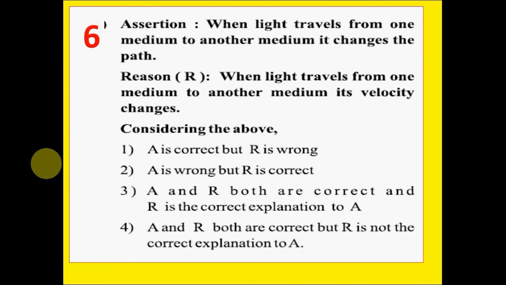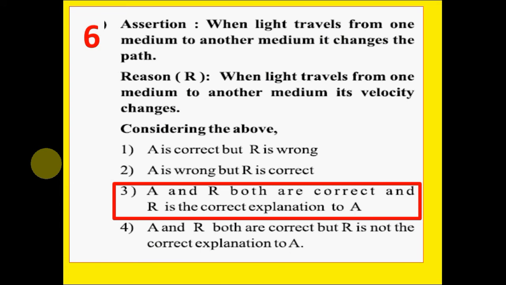Question number 6. Assertion: when light travels from one medium to another medium, it changes its path. Reason: when light travels from one medium to another medium, its velocity changes. Considering the above, option 1: A is correct but R is wrong. Option 2: A is wrong but R is correct. Option 3: A and R both are correct and R is the correct explanation of A. Option 4: A and R both are correct but R is not the correct explanation of A. Correct answer is option 3.